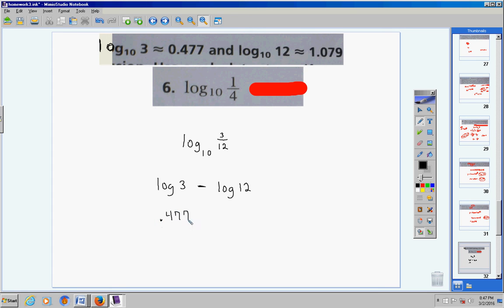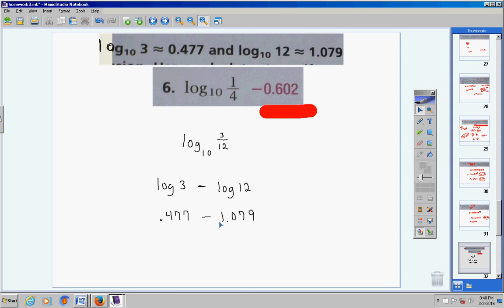0.477 minus, what's the logarithm of 12? It's right here. Logarithm of 12 equals 1.079. So now subtract those two numbers and you'll get the answer: -0.602. Pretty cool, actually. Back it up and watch again if you need to, okay?